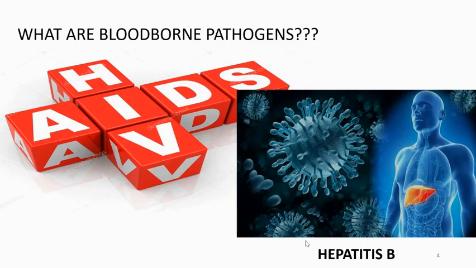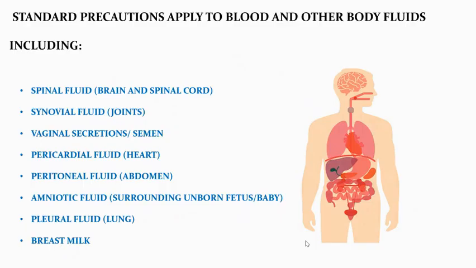So, what are bloodborne pathogens? HIV, hepatitis B, and hepatitis C are the most common bloodborne pathogens. HIV and hepatitis B can also be found in these bodily fluids: spinal fluid, synovial fluid, vaginal secretions or semen, pericardial fluid, peritoneal fluid, amniotic fluid, pleural fluid, and breast milk.